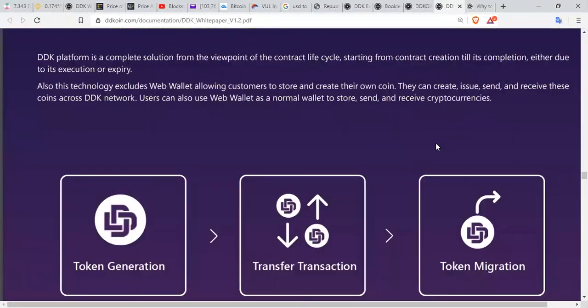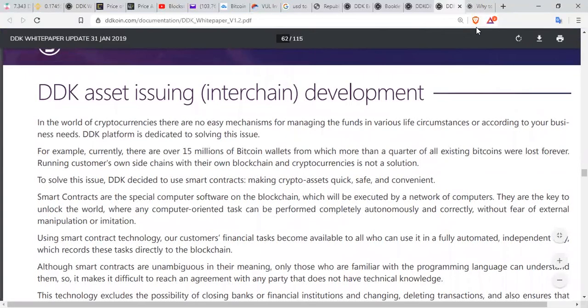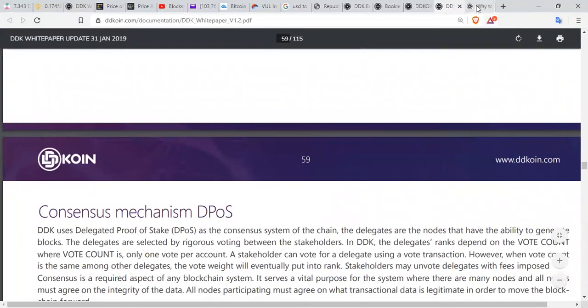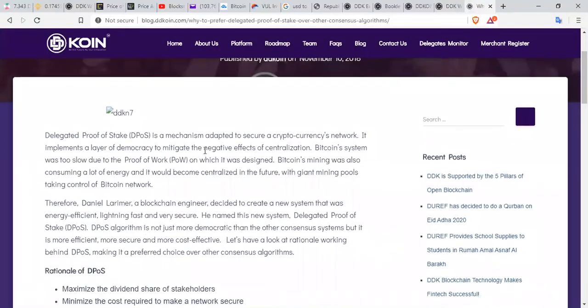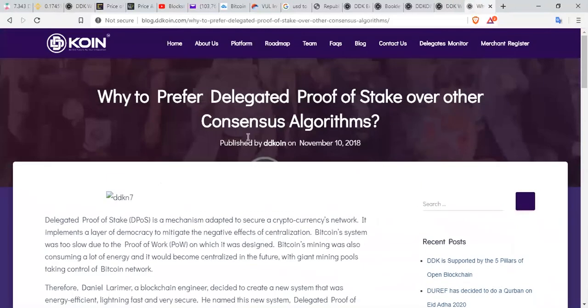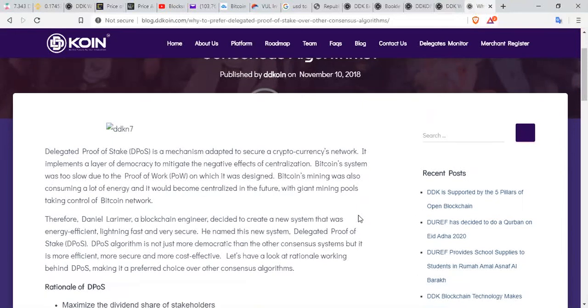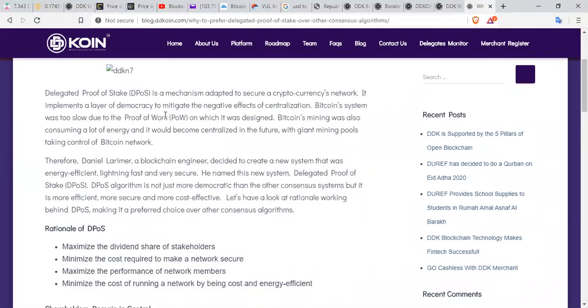So this is already DAI. So anong kagandahan ng DPoS that was mentioned here as part of the consensus mechanism or algorithm? So dito, it was discussed how delegated proof of stake was chosen over other consensus algorithms. So alam natin na ang inadapt nga ng DDK is the delegated proof of stake, which is a mechanism adapted to secure a cryptocurrency network. So it implements a layer of democracy to mitigate the negative effects of centralization.